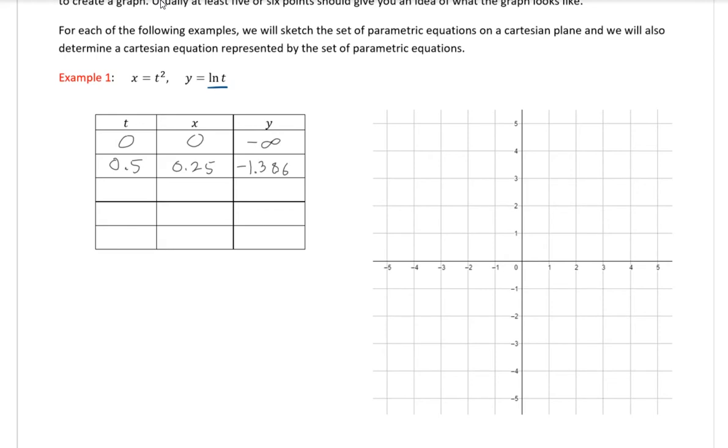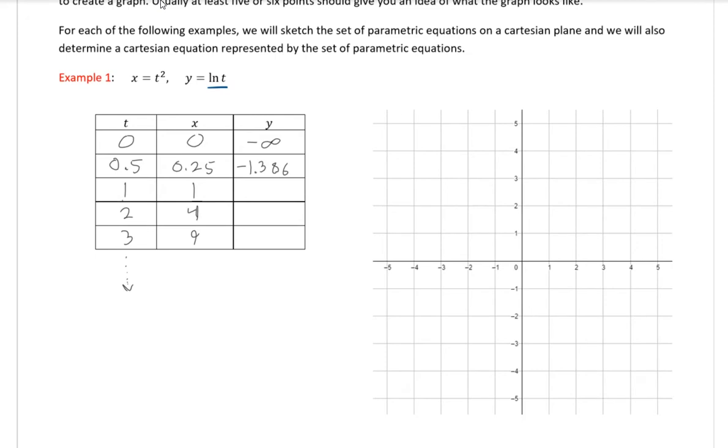And then I just try to keep putting in numbers that are easy. I just kind of wanted to see where the values were going. But then I could just start plugging in whole numbers. So 1, 2, 3, and then I should start to see a general trend as I continue. So let's plug in 1. 1 squared is 1. If I plug in 2, 2 squared is 4. 3 squared is 9. The x values are relatively simple.